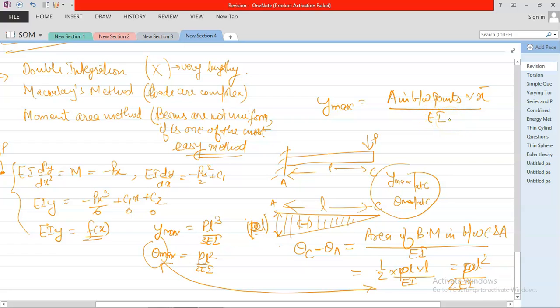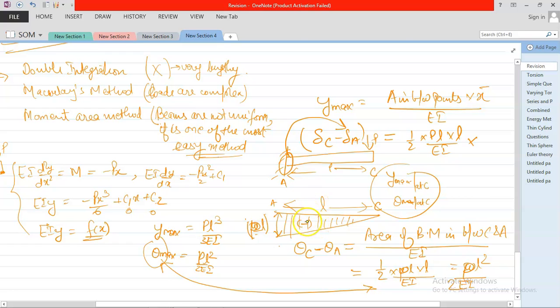So what is the x bar? You know the area, how to find the area? The area is half into PL into L divided by EI. Now what is x bar? Suppose delta C minus delta A, it is also the difference: delta C the deflection at point C and delta A the deflection at point A. So take that reference point where deflection is 0. So I am taking delta A.